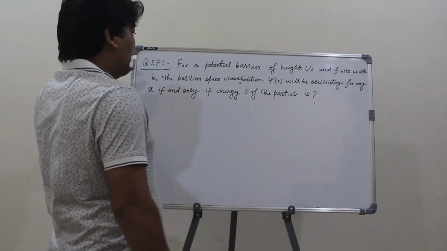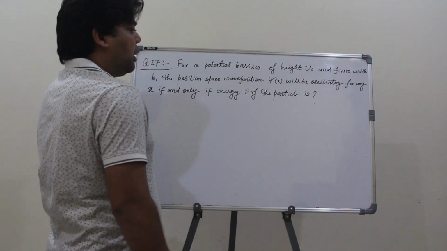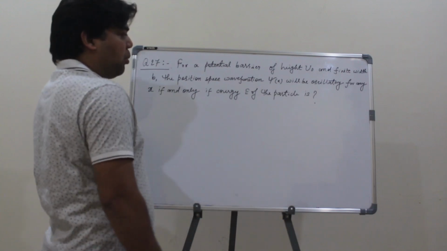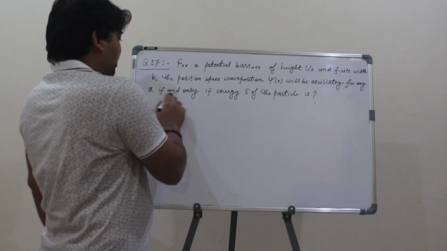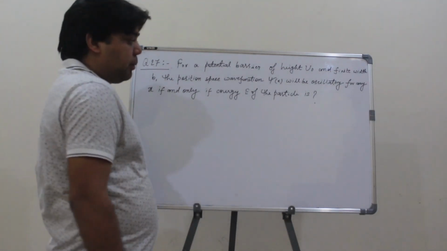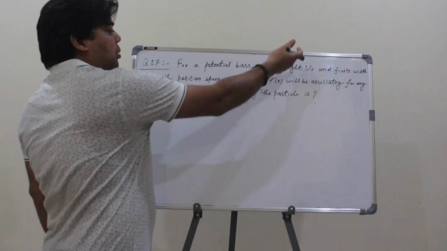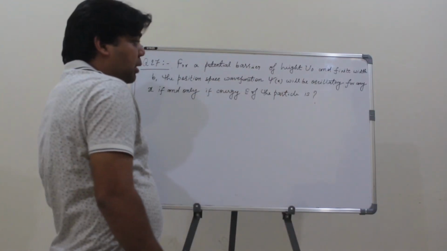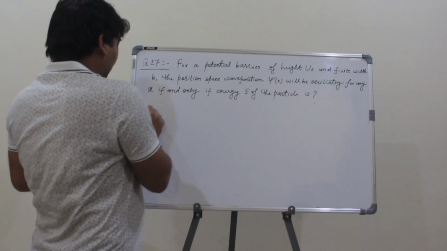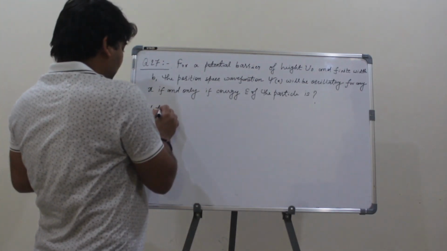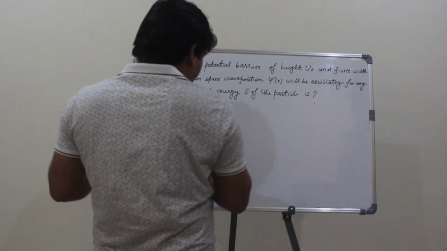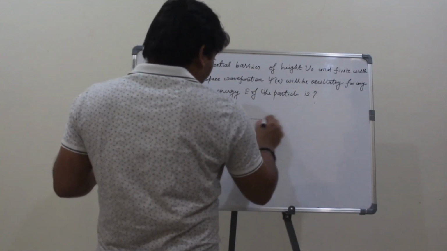Problem 27. We say that for a potential barrier of height U0 and finite width, the position space wave function psi(x) will be oscillatory if and only if the energy E of the particle is how related to the barrier height? So let us understand the barrier potential. The barrier potential looks something like this, right?